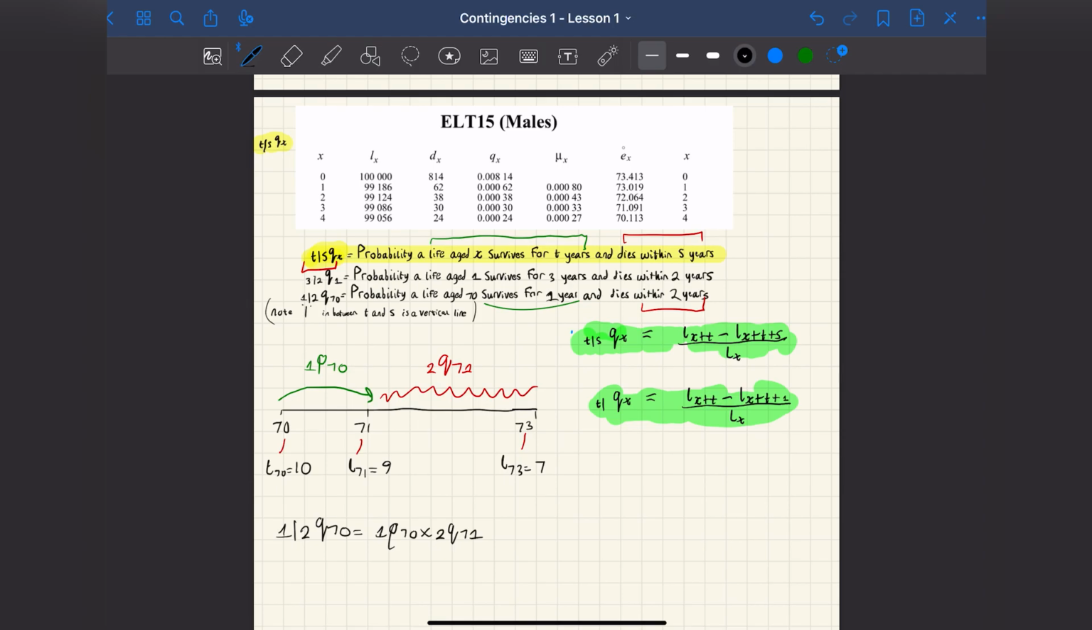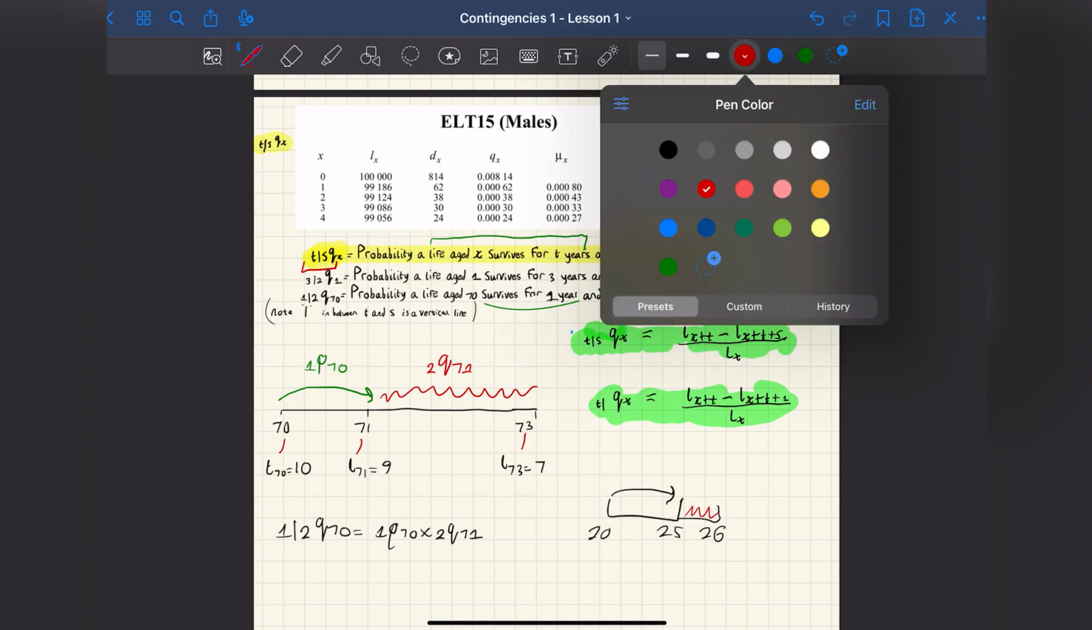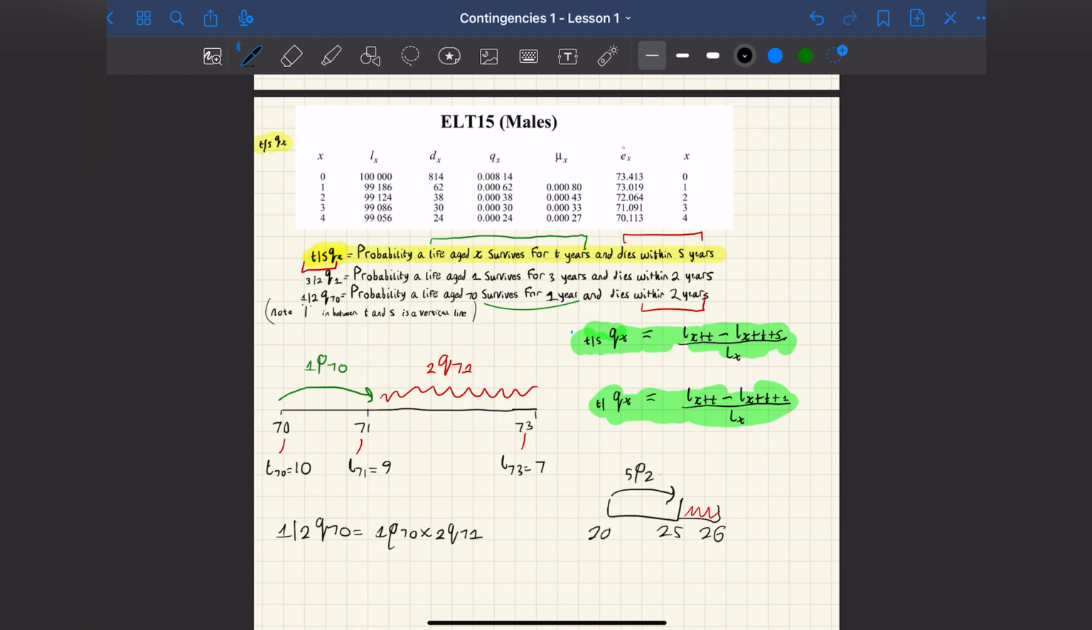Why do we multiply them? Well, in order for this event to happen, the individual must first survive to age 71. A 70-year-old can't die between 71 and 73 unless they have turned 71. Just like a 20-year-old can't die between 25 and 26 unless they first survive to 25. So that's why we multiply the two probabilities together. And the reason we multiply them is because the two probabilities are independent of each other. Just like, for example, throwing a dice and throwing a coin, you would multiply those two probabilities together because the outcome of one doesn't affect the other.